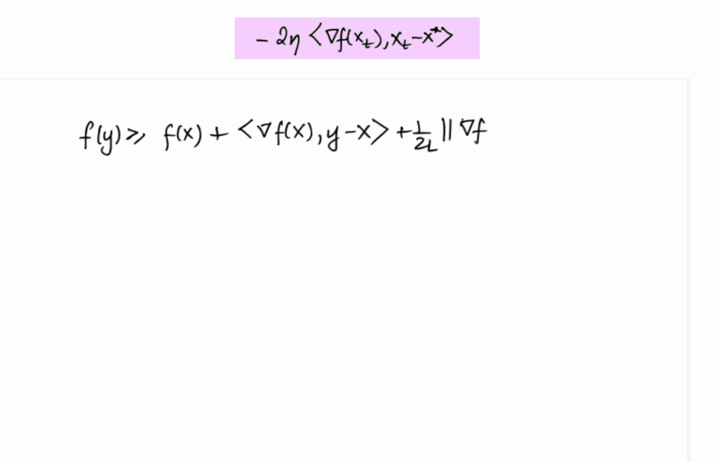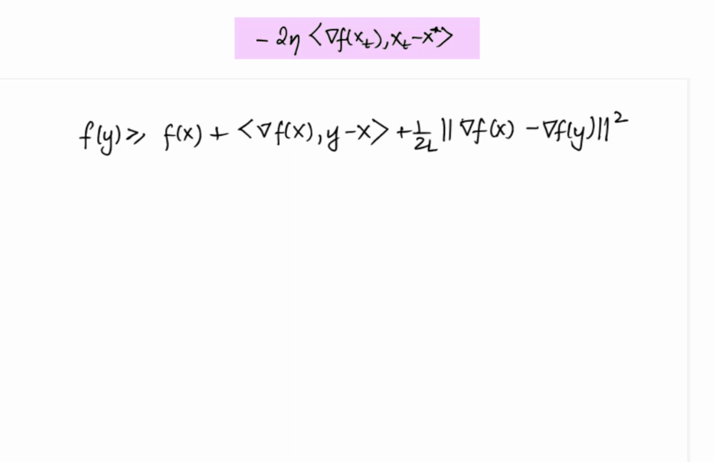We will use the following property of smooth and convex functions, which is that f of y is greater than or equal to f of x plus inner product of gradient f of x, y minus x, plus 1 by 2L norm of gradient f of x minus gradient f of y squared. If you have attempted the latest assignment, you would have proved this on your own. If not, please do try to prove it on your own, at least for inner product spaces.